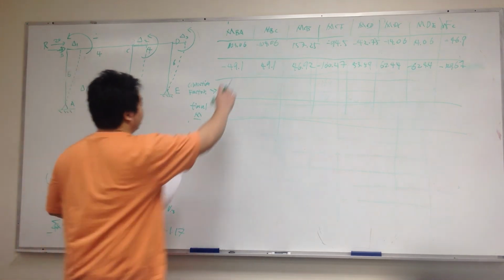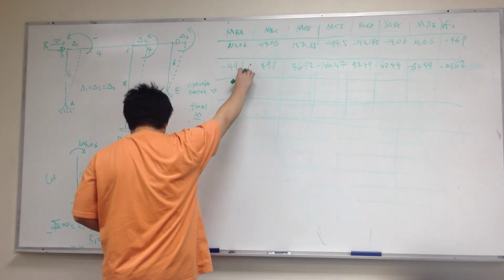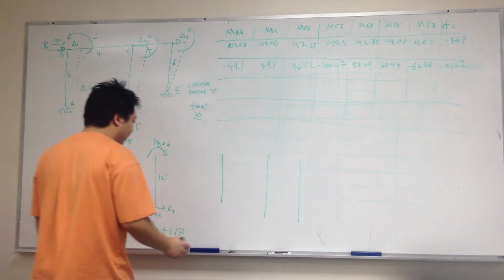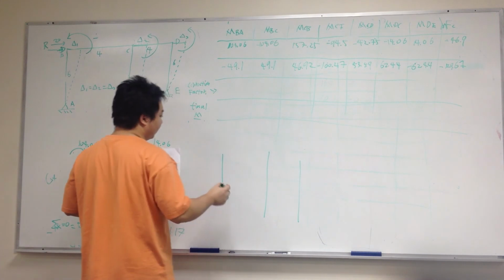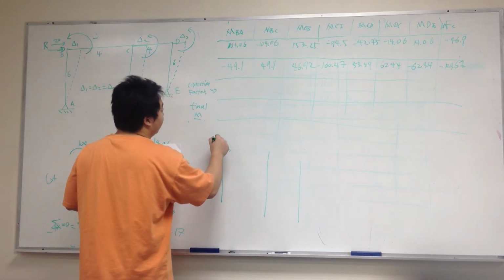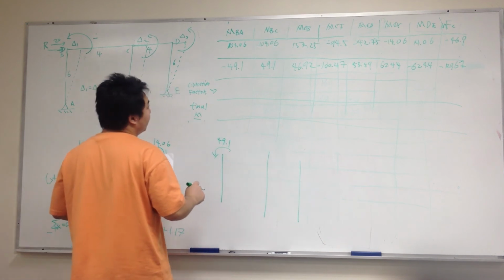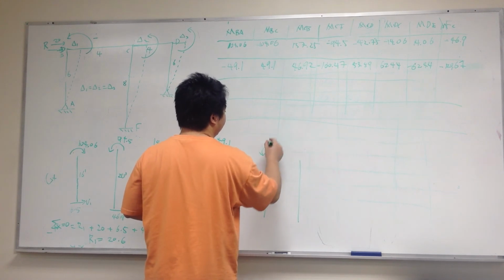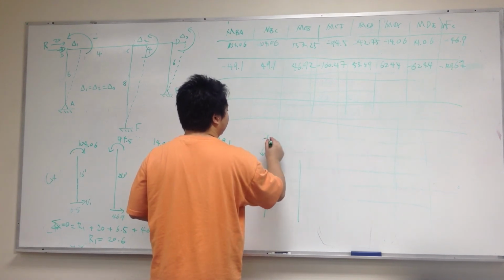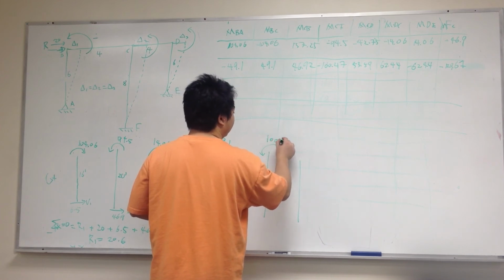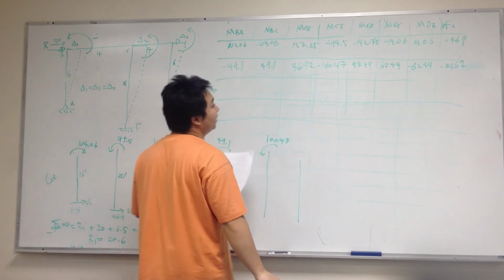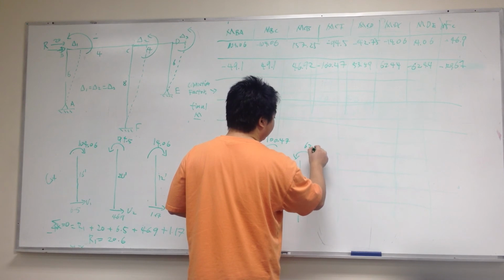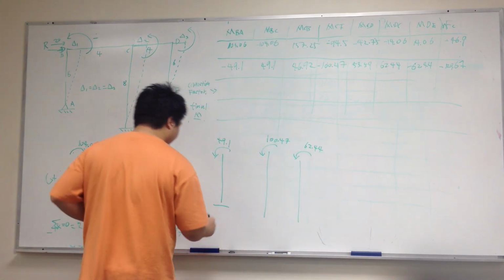And for this moment, you do the same thing. 1, 2, 3 span. So for BA negative, so you're going to have counterclockwise. 49.1. CF, you're going to have negative, so also counterclockwise. And for the last one, DE, counterclockwise, 62.44.